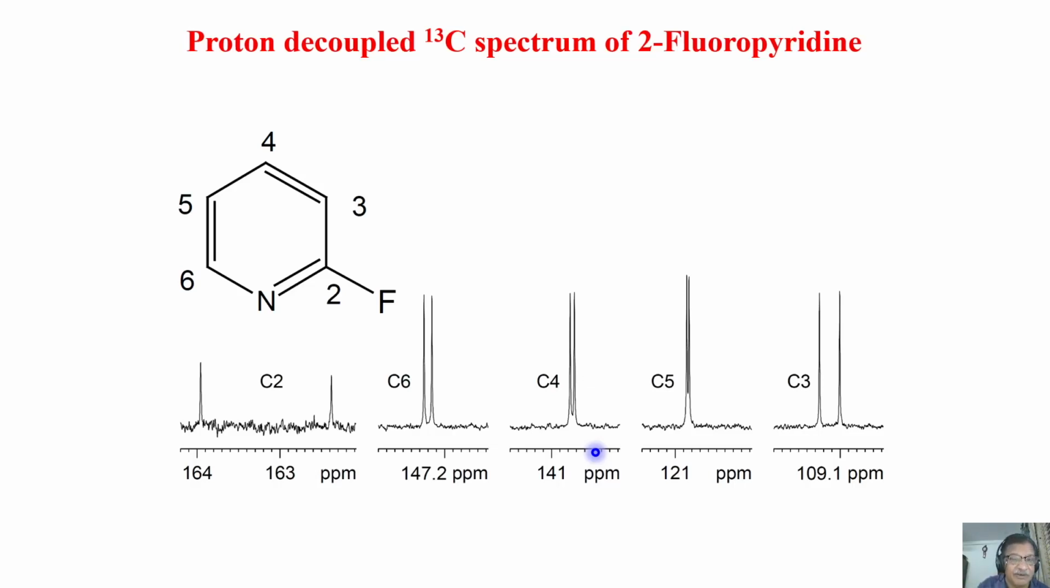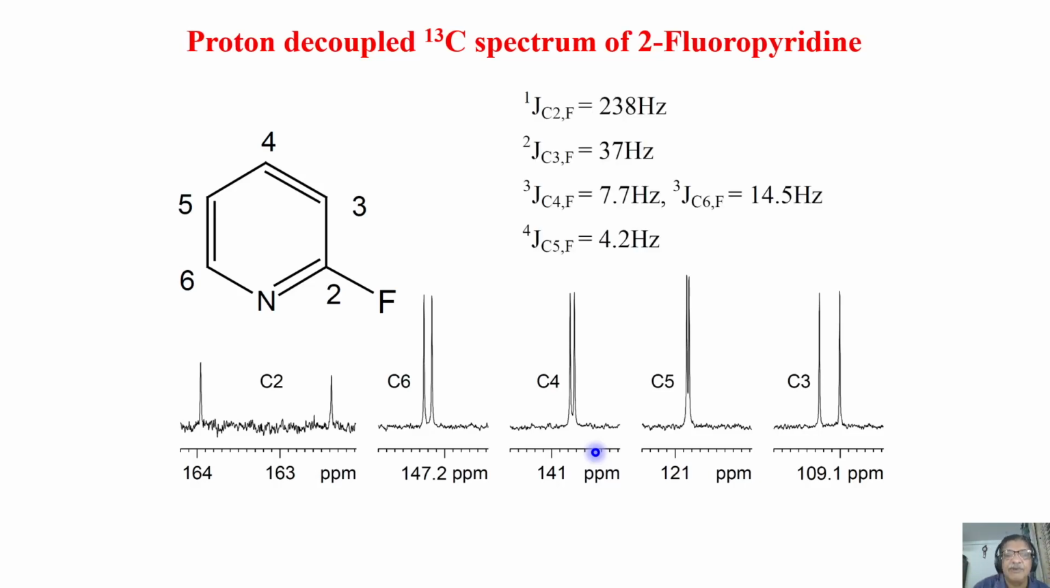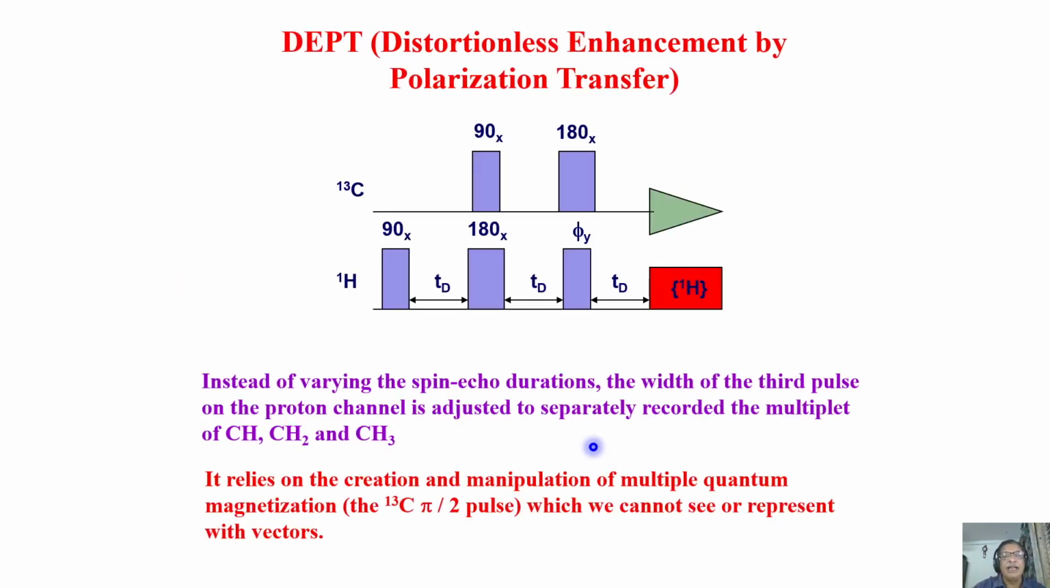You can identify the carbon. You can say whether it's a CH3 carbon, I can say it's a CH2 carbon without looking into the coupling pattern. That is an experiment people use called DEPT. DEPT means distortionless enhancement by polarization transfer. Remember, this is a very, very commonly used experiment. And this is the pulse.